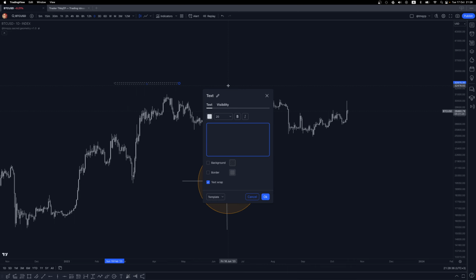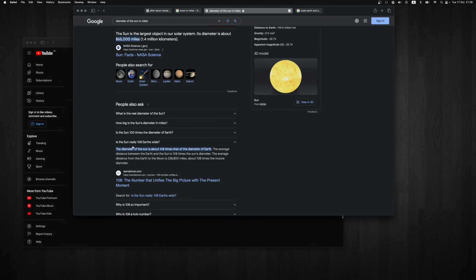Here's another tiny detail. The Earth fits around 108 times within the Sun. So you can fit 108 Earths inside the Sun in terms of width. But 108 again, 1, 0 and 8 is 9 again, right? So it's over and over and over and over. You see it everywhere.